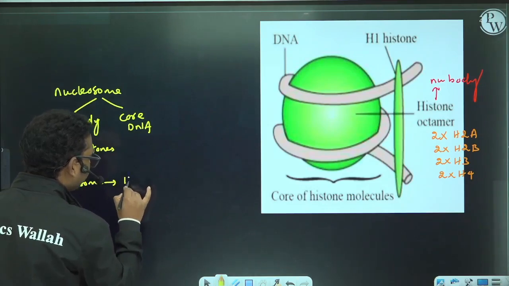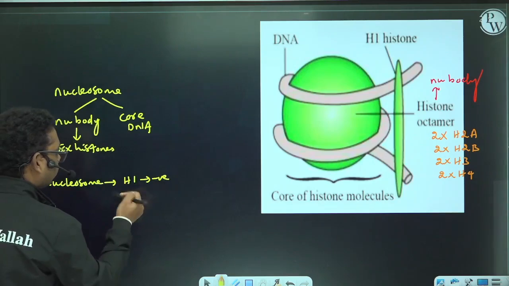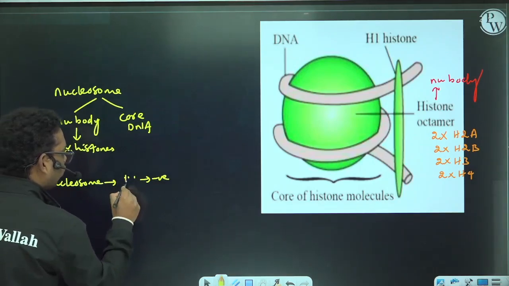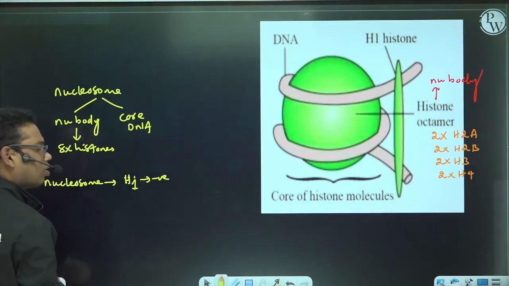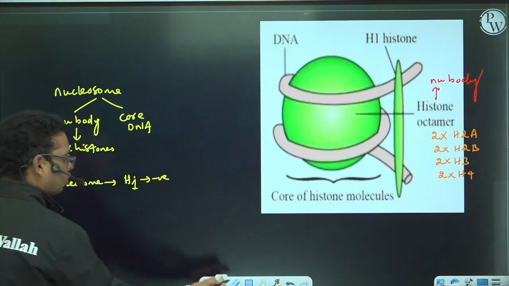In the nucleosome, the H1 protein is absent. The linker histone is absent. Which histone is absent? The linker histone is absent. That is what you have to remember.